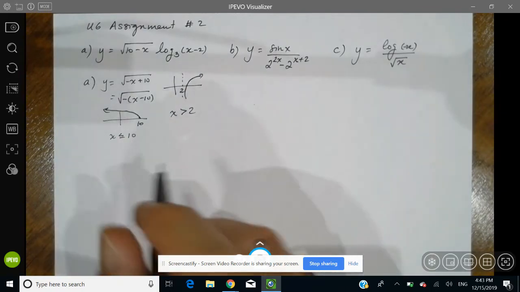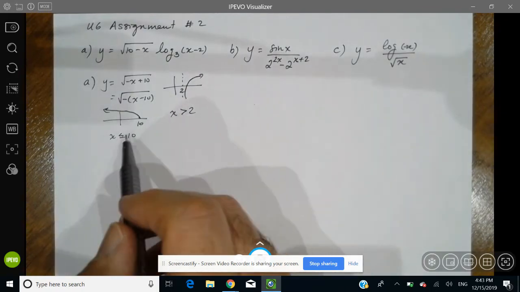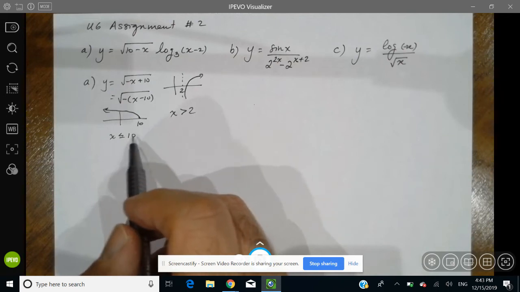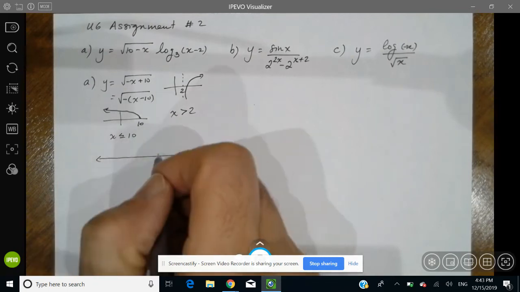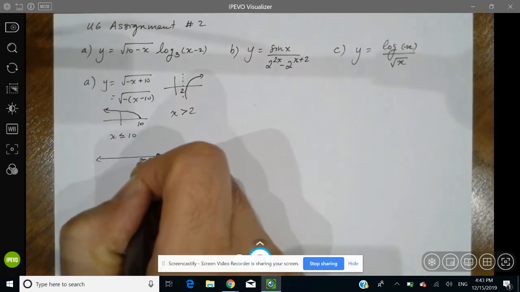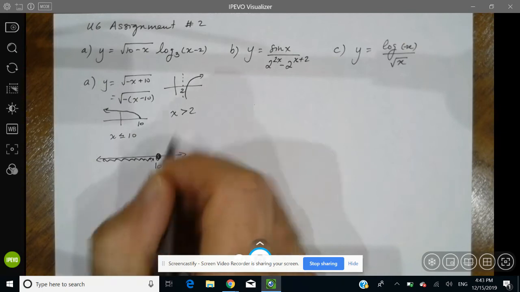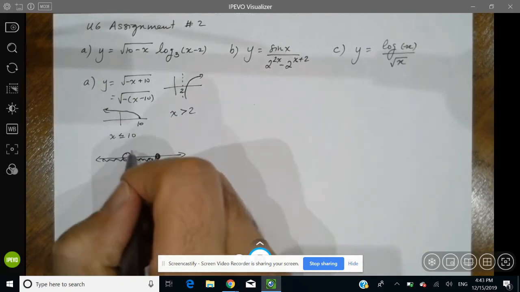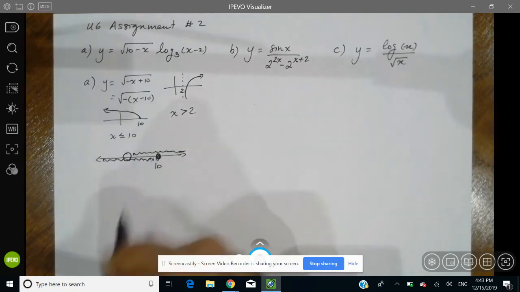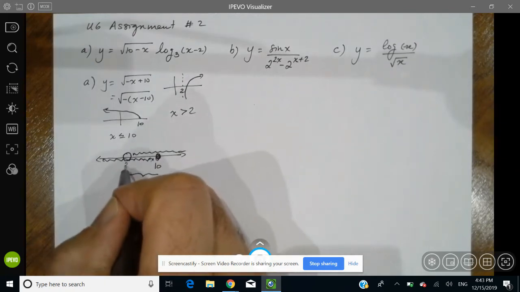Now I just have to determine the intersection of these two sets. I can figure it out in my head, or I can always draw a little number line to help me out. For this one here, it's everything less than or equal to 10. And for this one here, it's everything greater than 2. Notice I put an open circle at 2. The intersection occurs between these two numbers.